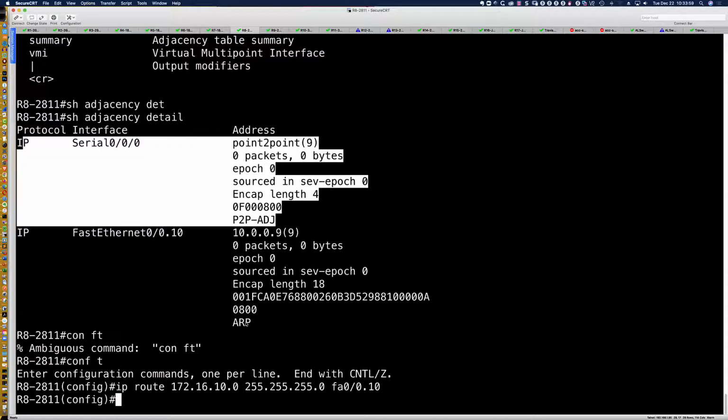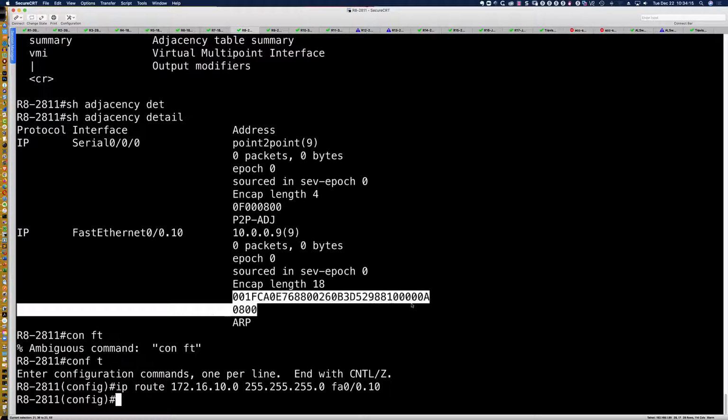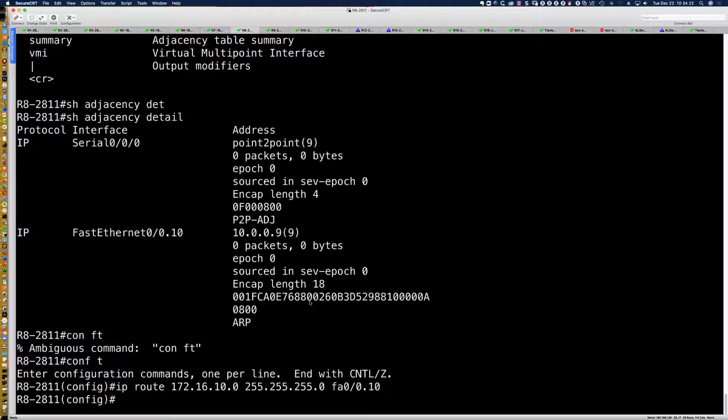There is no ARP being done here. You'll also notice that there's no MAC address on the serial interface. Because I don't need a MAC address, we don't need ARP, it is a point-to-point interface. And you might be saying, well, wait a second, there's no way that that is the MAC address of this interface. Well, the MAC address is in there, and if I'm not mistaken, it should be, let's see, 1, 2, 3, 4, 5, 6, 7, 8, 9, 10, 11, 12. That should be our MAC address right there.